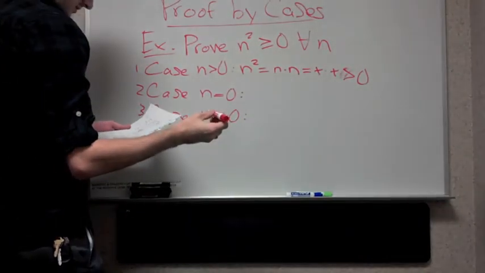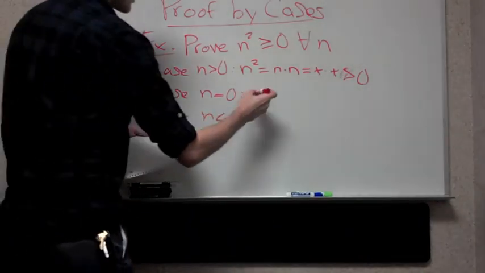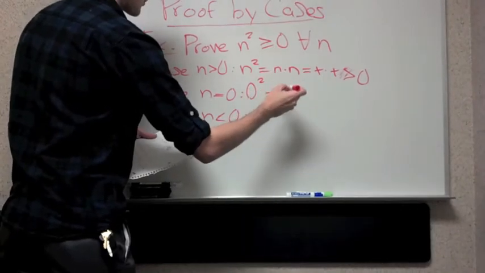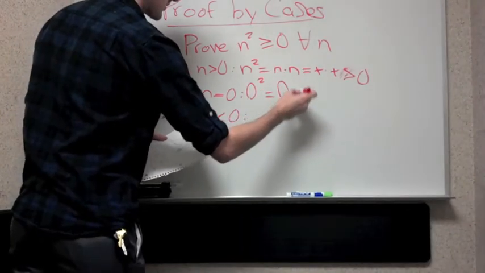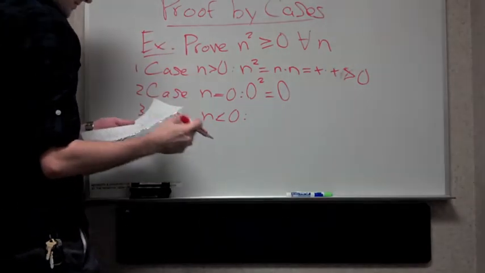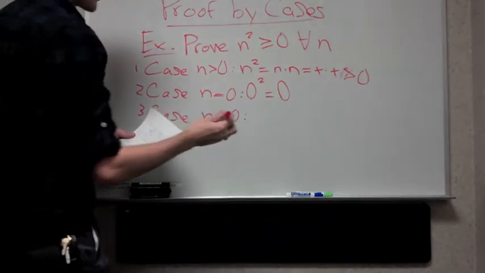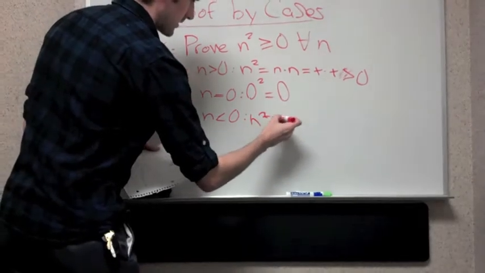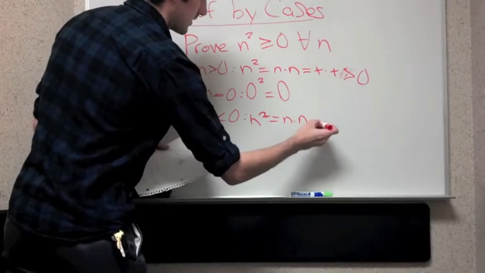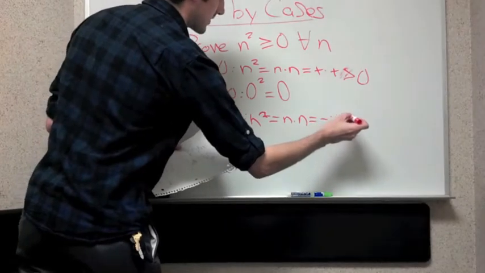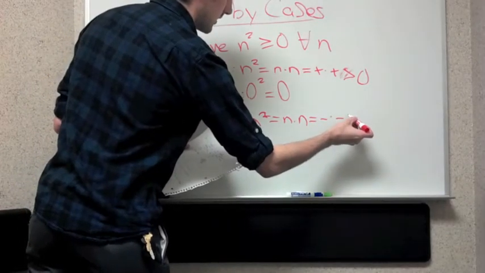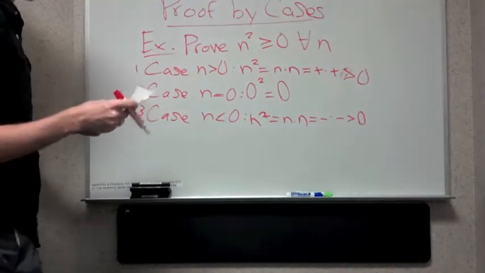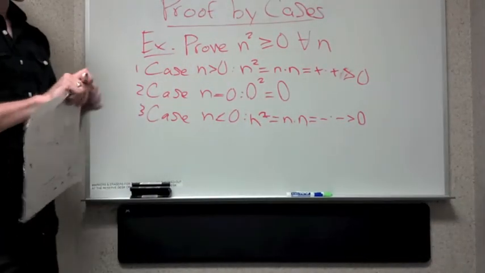Case 2, when n equals 0, we just have 0 squared, which is just 0 times 0 equals 0. And case 3, where we have a negative number, we'll rewrite n squared as n times n. And we know that a negative times a negative is positive, which is greater than 0. And that concludes the proof.